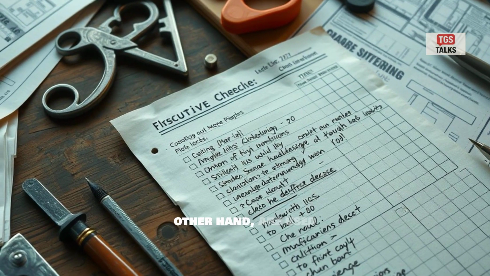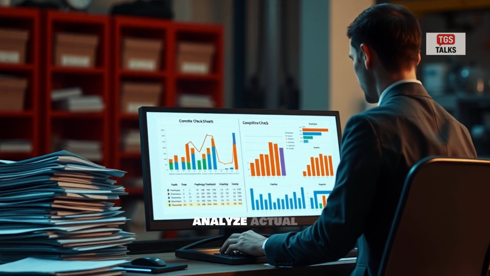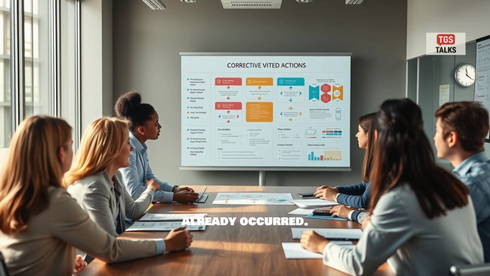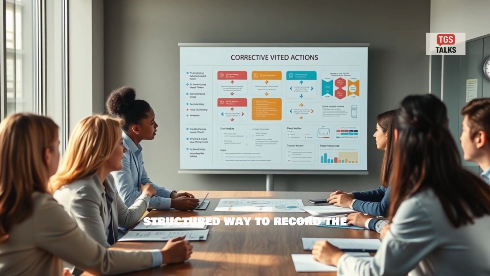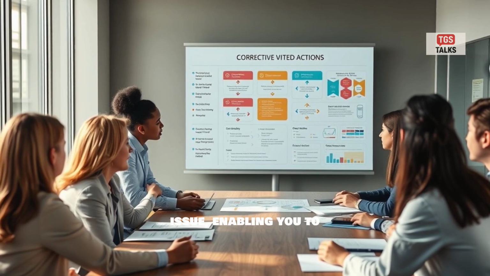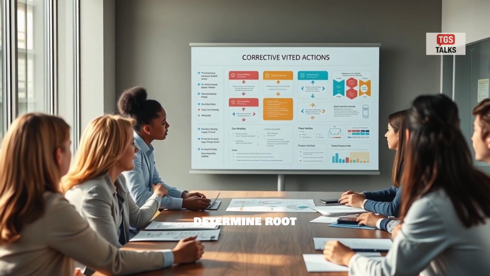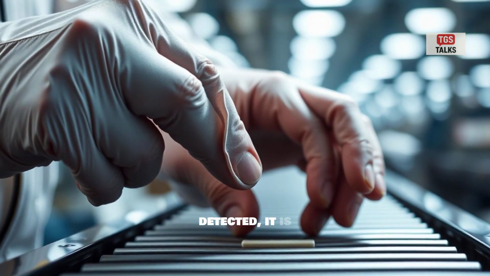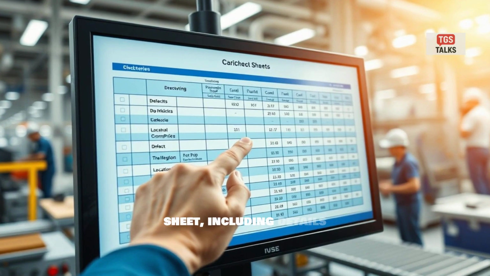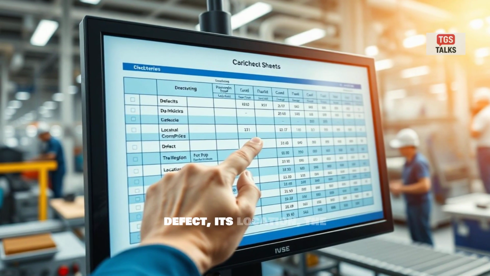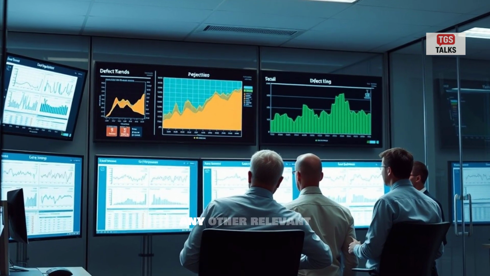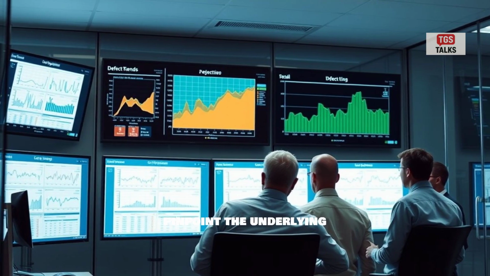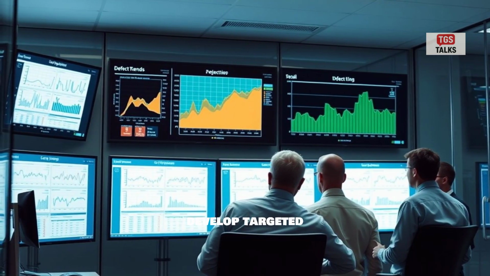Corrective check sheets, on the other hand, are used to document and analyze actual defects, errors, or incidents that have already occurred. These sheets provide a structured way to record the details of each issue, enabling you to identify patterns, determine root causes, and implement corrective actions. When a defect is detected, it is meticulously recorded on the check sheet, including details such as the type of defect, its location, the time of occurrence, and any other relevant information. This data is then analyzed to pinpoint the underlying causes of the problem and develop targeted solutions.